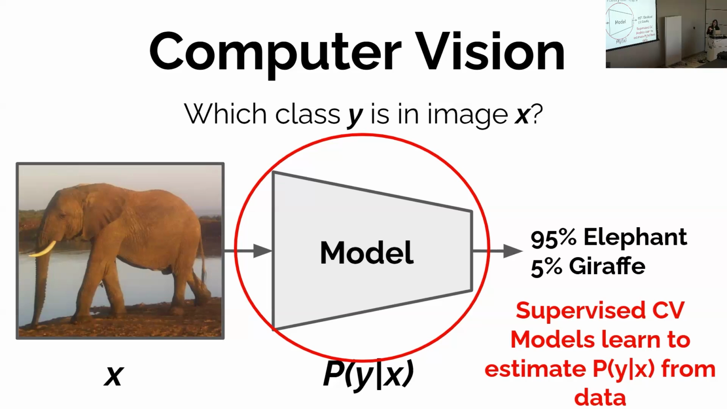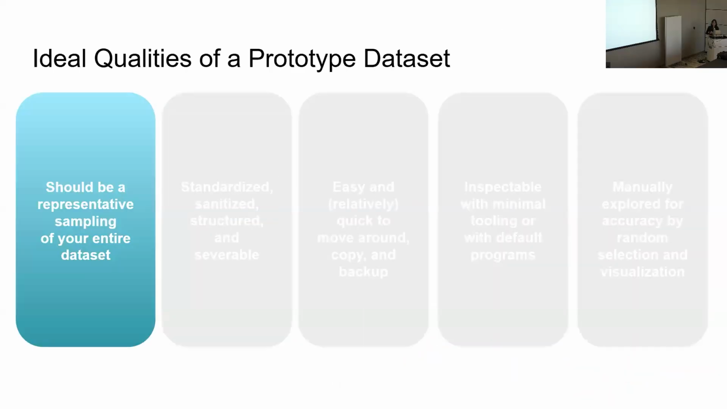And in today's lecture, we're going to talk a lot about data. And so to start, I know that everyone brought your own data that we're going to be working with and training our models on. So we're going to talk a little bit about what ideal qualities of a prototype data set are. So I'm just going to highlight 5 here to start off. 1, it's an ambitious one, but a reasonable one. It should be a reasonable representative sampling of your entire data set.